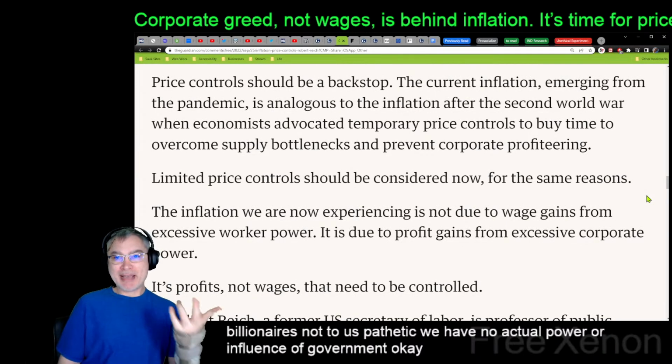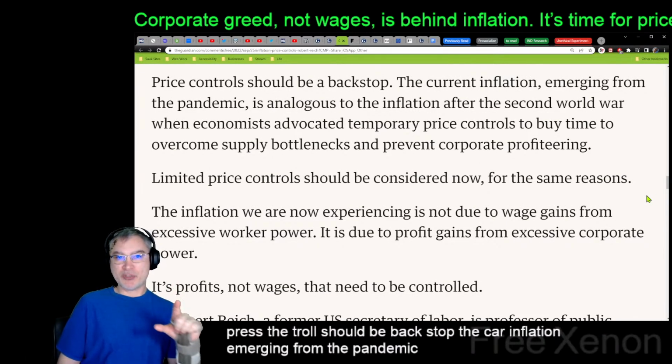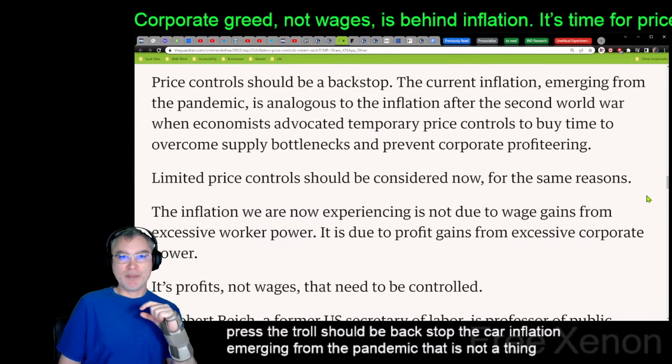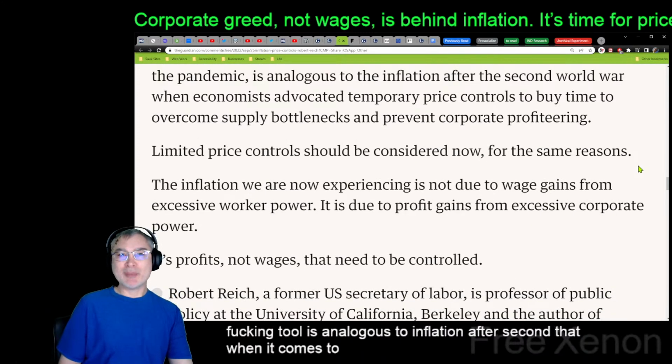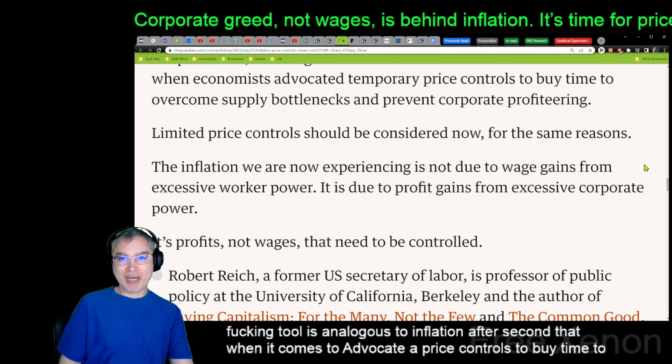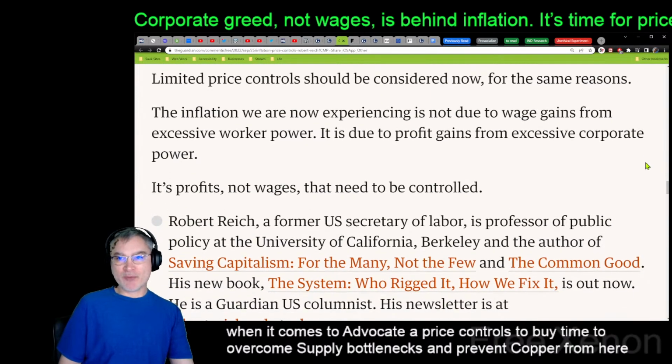Okay, price control should be a backstop. The current inflation emerging from the pandemic, that is not a thing. We're still in the pandemic. Is analogous to the inflation after the Second World War. Okay, we just read that. When economists advocated temporary price controls to buy time to overcome supply bottlenecks and prevent corporate profiteering. Limited price controls should be considered now for the same reasons.